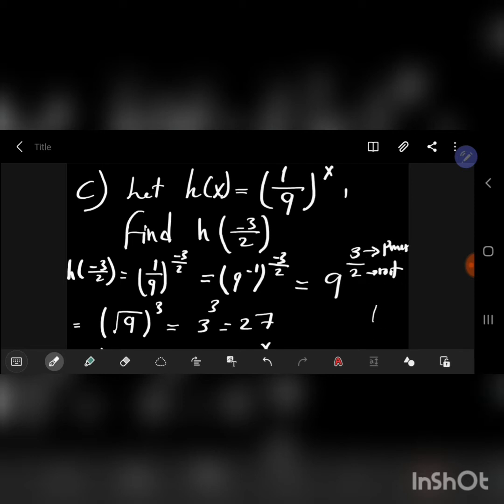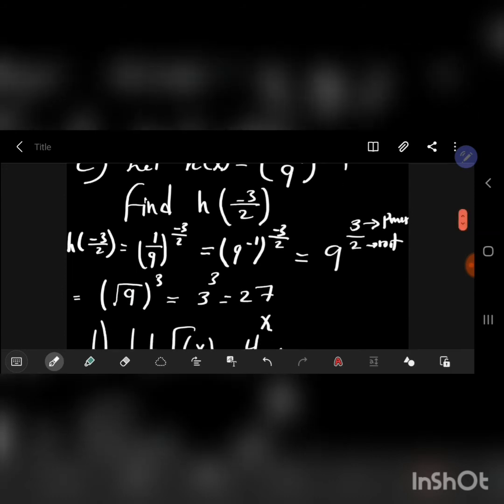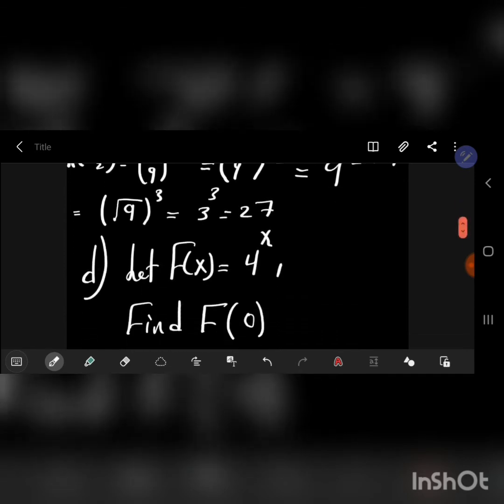So for 3 over 2, the denominator is a root, the numerator is a power. So what I do, I put it in the basic shape. I put the square root of 9 because the root equals 2, and I put it to the power 3 because the power equals 3. So the square root of 9 equals 3, to the power 3. 3 to the power 3 equals 27. So this is the third question.